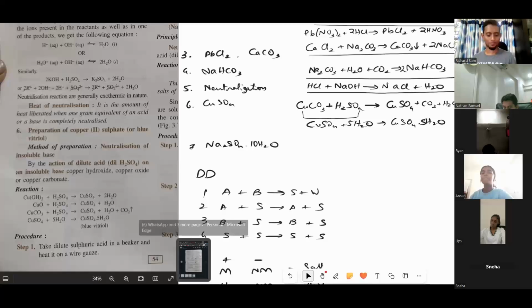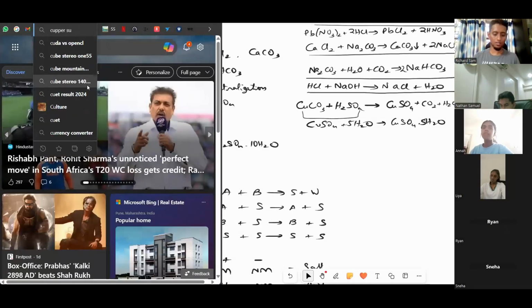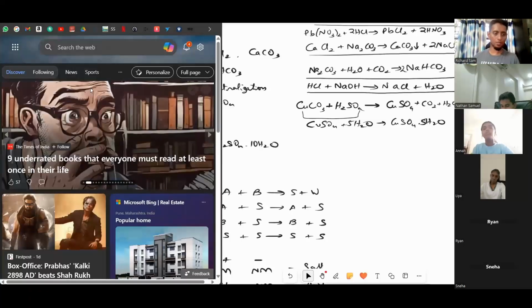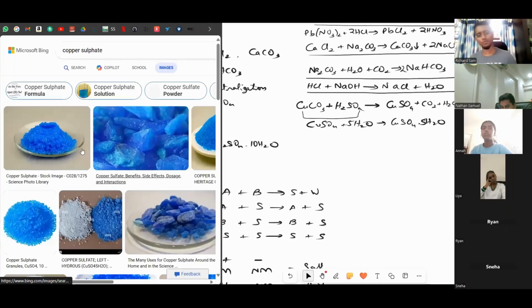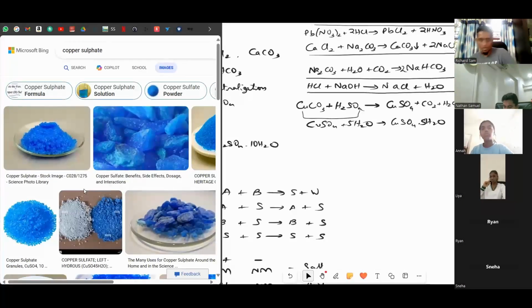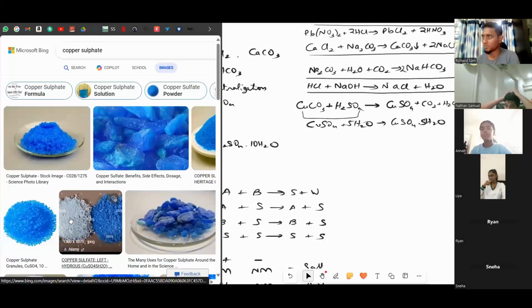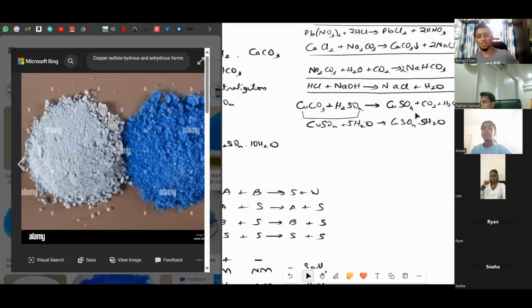If anyone hasn't seen, copper sulfate, blue color crystals. See here you have both the colors. On the left side you have anhydrous copper sulfate, and on the right side you have hydrated copper sulfate. Anhydrous means just CuSO4, and hydrated means CuSO4.5H2O.